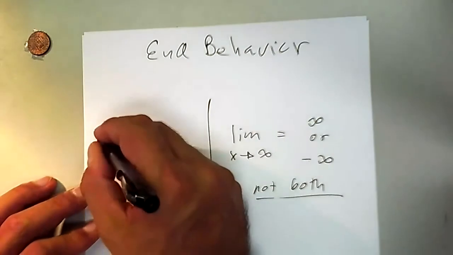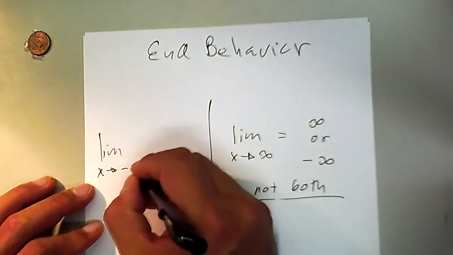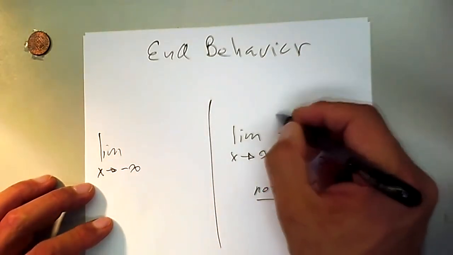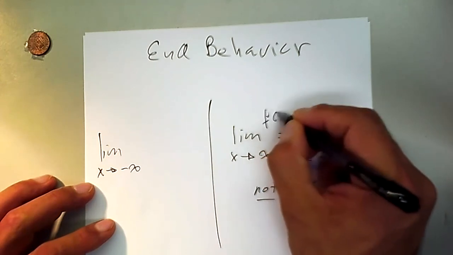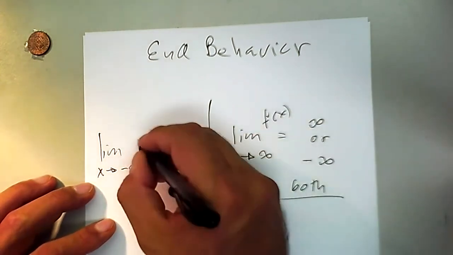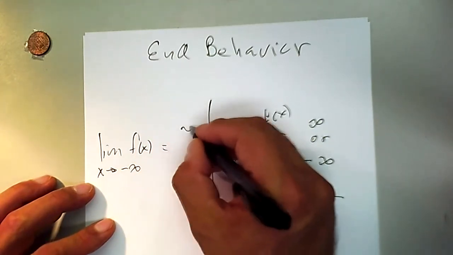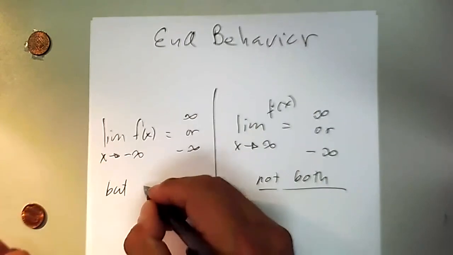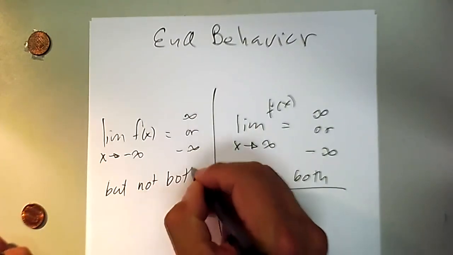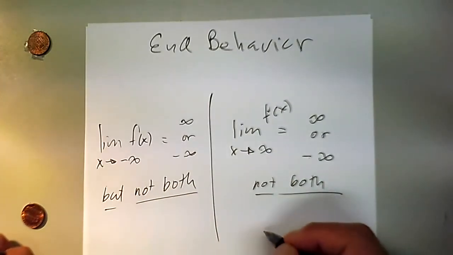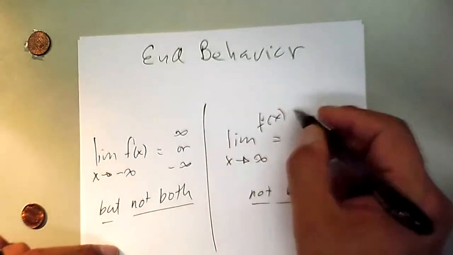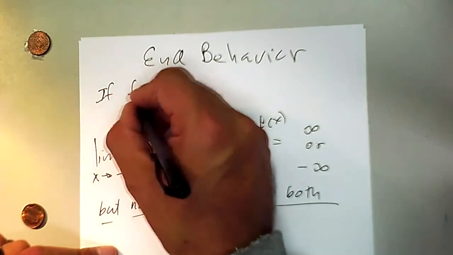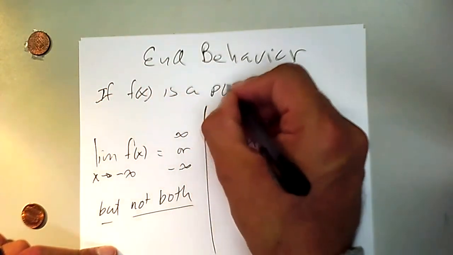On the left, we have the limit as x goes to negative infinity. Whoa, I missed the notation here. I messed up the notation. That's bad. We have to have an f of x here. The limit of f of x equals either infinity or negative infinity, but not both. Yeah, and this is true. We'll have one of those two for sure if the function is a polynomial.